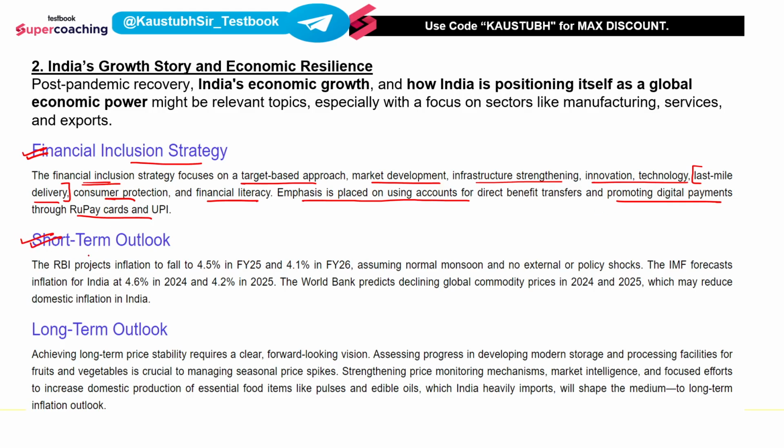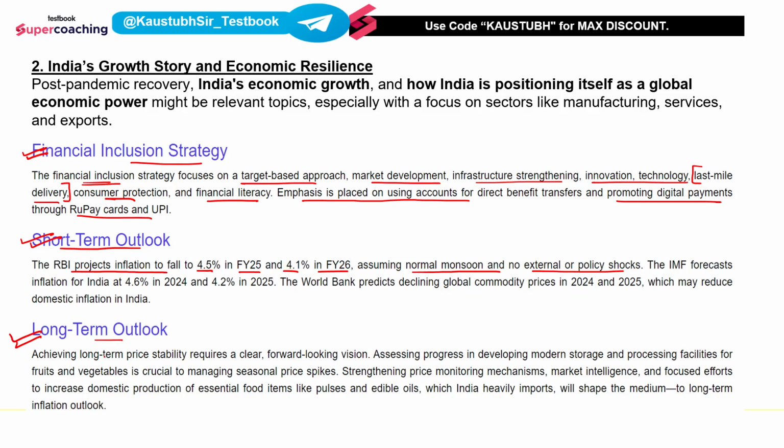Then you can talk about what are the short term outlooks and what are the long term outlooks. So RBI projects inflation to fall to 4.5% in 25 and 4.1% in 26, assuming a normal monsoon and no external or policy shocks. Okay.